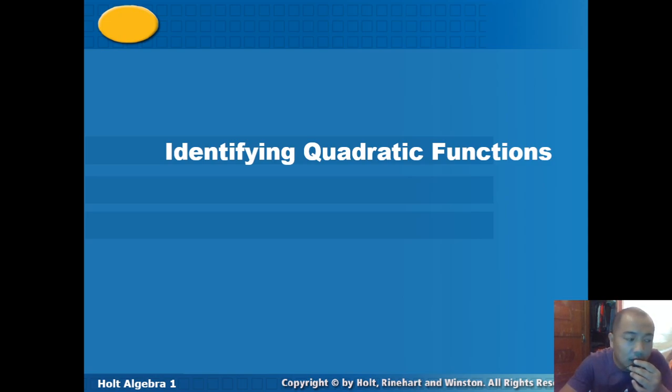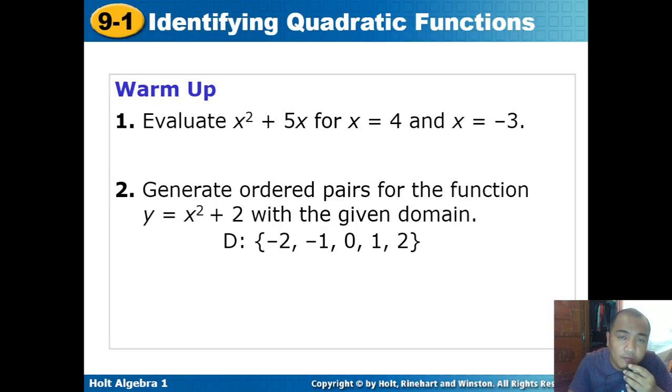Let us continue our lesson on the properties of quadratic functions, particularly identifying quadratic functions. Before our lesson proper, let us first have a warm-up. So number 1, evaluate x squared plus 5x for x equals 4 and x equals negative 3.